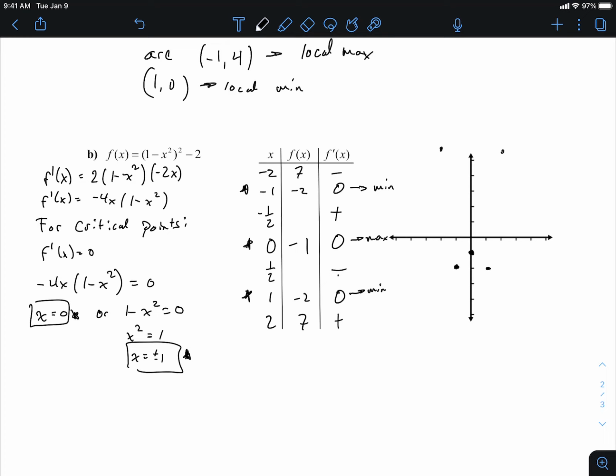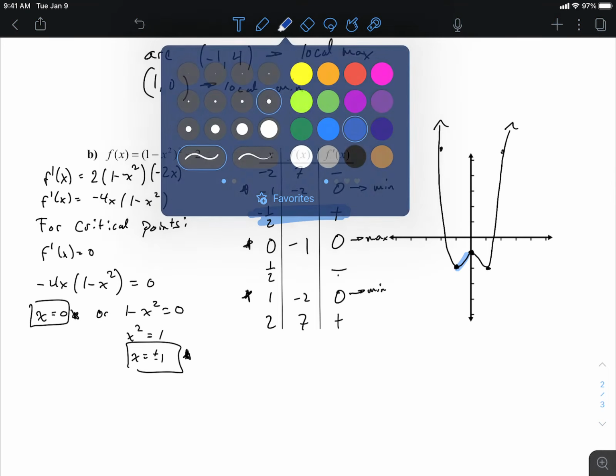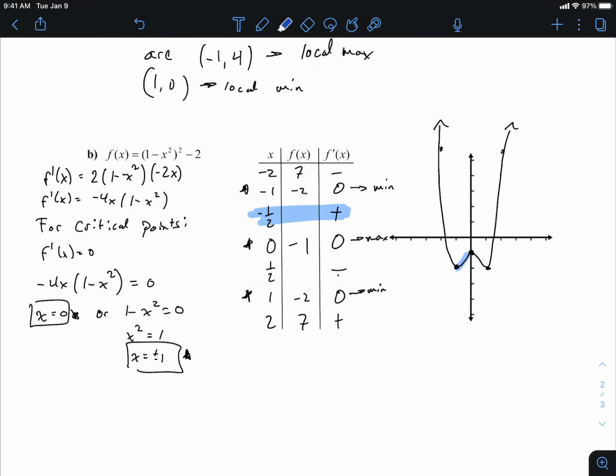So it looks like a quartic function, right? We're going to come down. It's going to go through 1. Okay, it looks like everything checks out. When x is -1/2, on this interval, somewhere in here, the slope is positive. And then on the interval of here, the slope was negative.